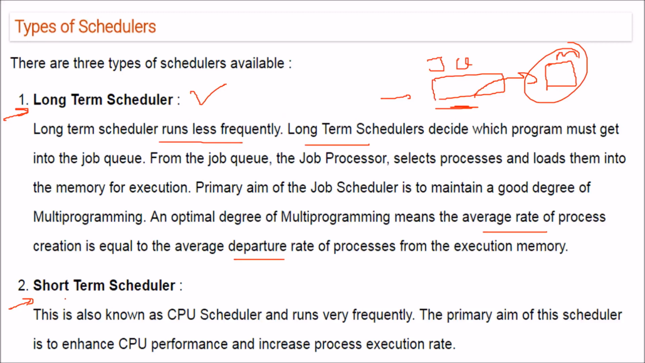Short-term scheduler. This is also known as a CPU scheduler, and it runs very frequently. The aim of this scheduler is to enhance the CPU performance and also to increase the process execution rate.